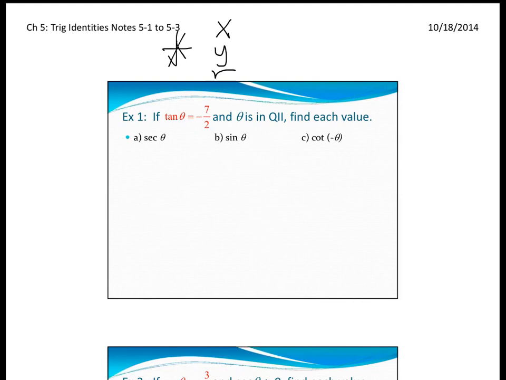For the first problem, we are given tangent and we are trying to find secant. So things that we want to recall are different identities that we know. And it's a good idea to write these off on the side or have them on a post-it note or a note card to refer to.